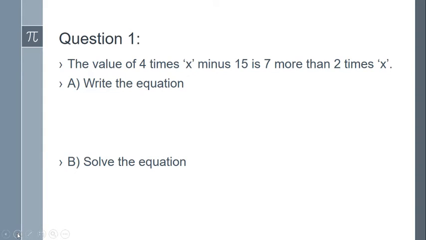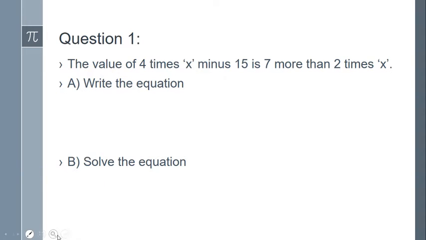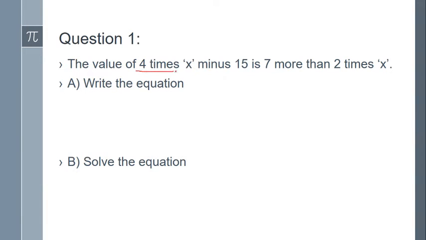Question 1. The value of 4 times x minus 15 is 7 more than 2 times x. The first part of the question asks you to write the equation. So I'm going to highlight the important parts. The first thing I'm going to write here is 4 times x. The word minus implies the operation of subtracting 15. So nothing too tricky there. So 4 times x minus 15.